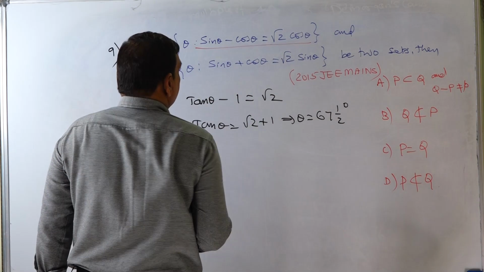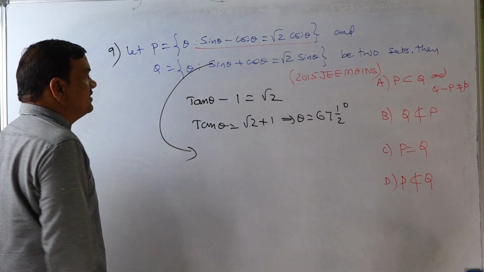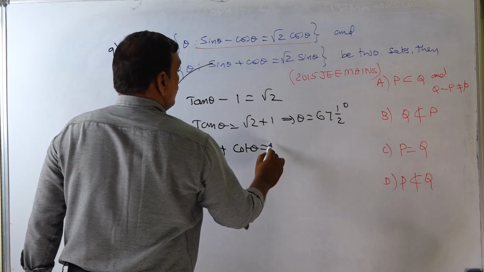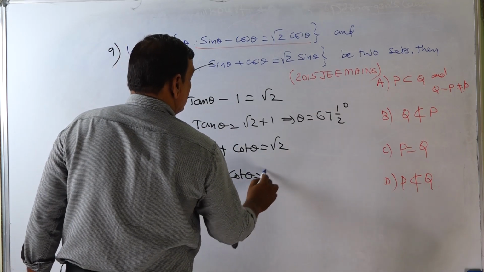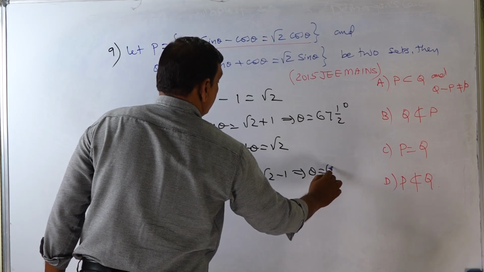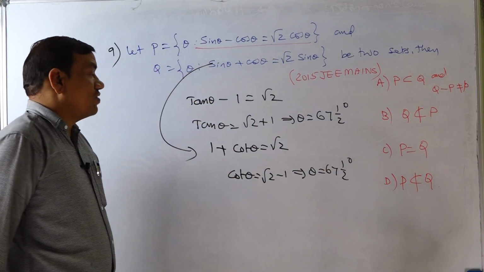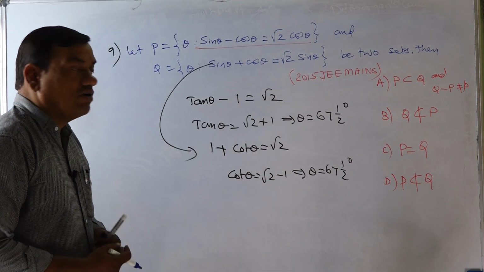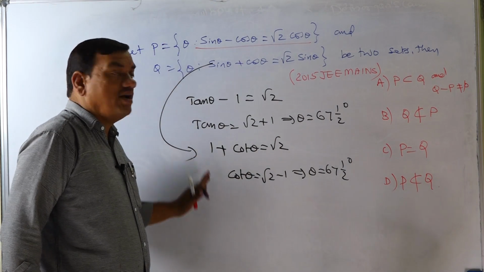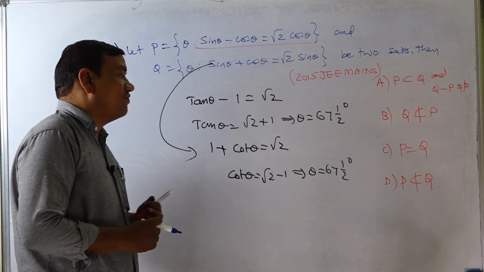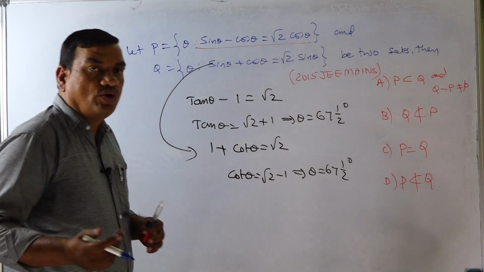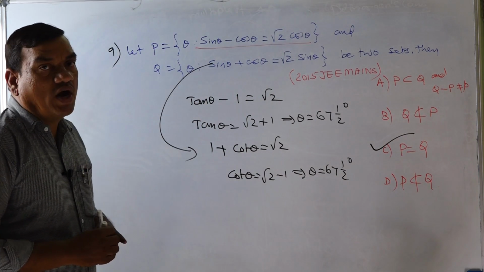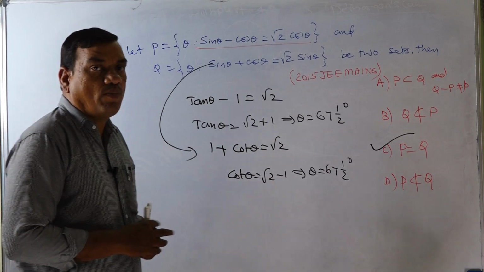Second one: you divide with sin theta. This is 1 plus cot theta is equal to root 2. This implies cot theta is equal to root 2 minus 1. This is also 67.5 degrees, since cot of 67.5 degrees is equal to root 2 minus 1. So both sets contain the same angle, 67.5 degrees. From this we can conclude that P is equal to Q is our right answer. I hope that you understand this solution. So let us go for the next problem.